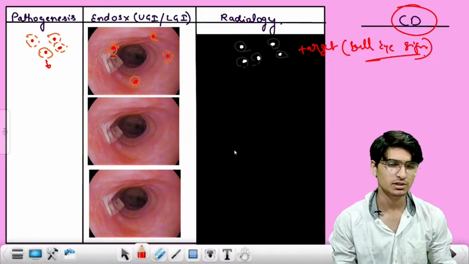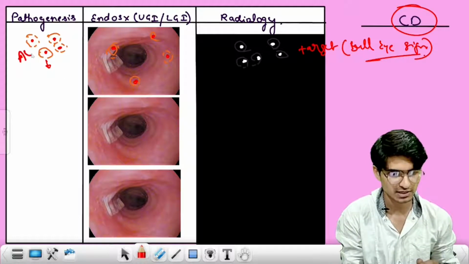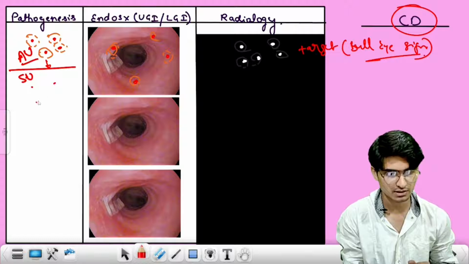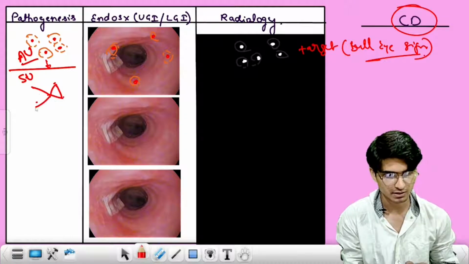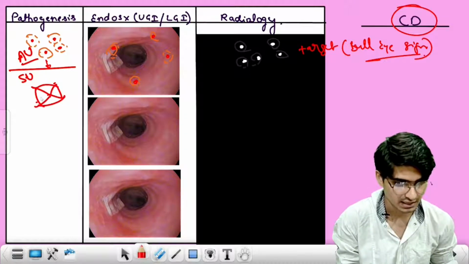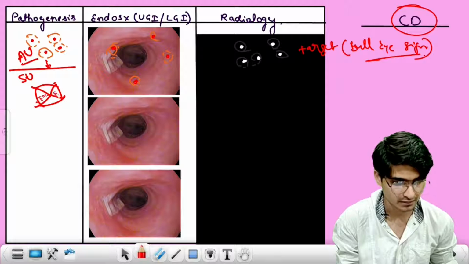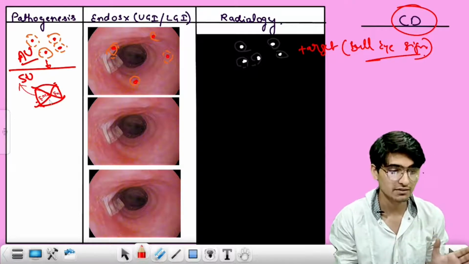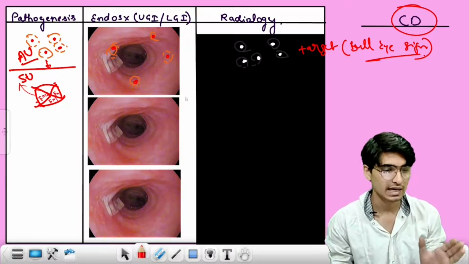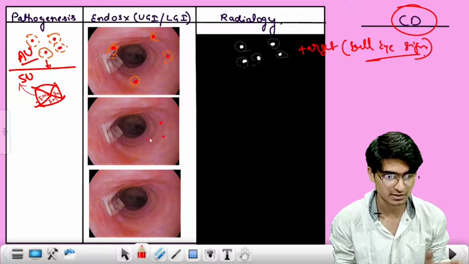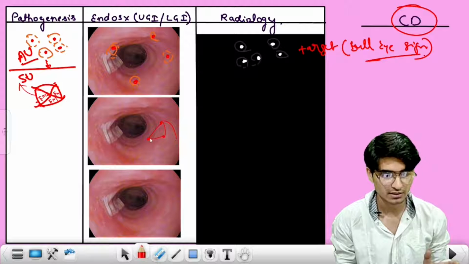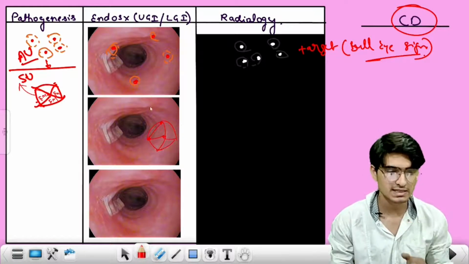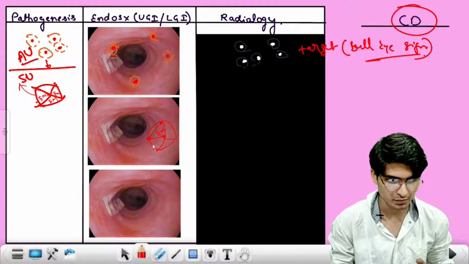And now the second presentation is the serpentine ulcers. This was the aphthous ulcers, and now we will go for the serpentine ulcers, right? So these are the serpentine ulcers, having erythematous mucosa in between. This line is of serpentine ulcers, having erythematous mucosa in between. These were ulcers which coalesced, resulting in the formation of the serpentine ulcers, with erythematous mucosa in between, right?